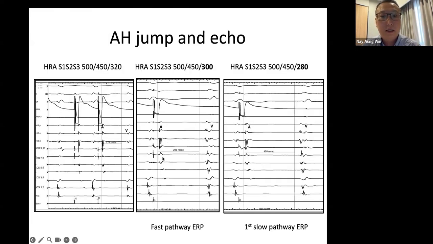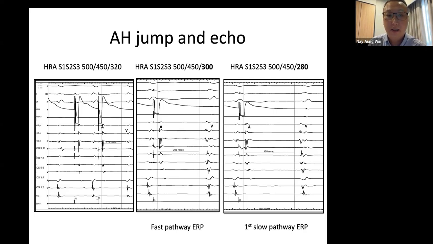In this slide, this is the first jump, the coupling interval 300 milliseconds, and another jump at the coupling interval of 280 milliseconds. So I think there's two jumps and the integrate steady. So I think there are three pathways from A to V: a fast pathway and a slow pathway and another slow pathway.